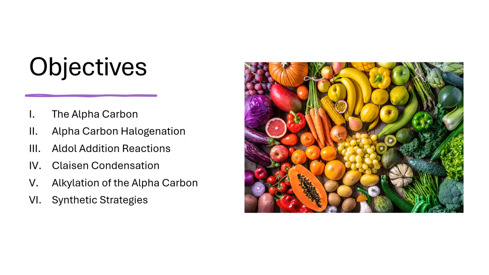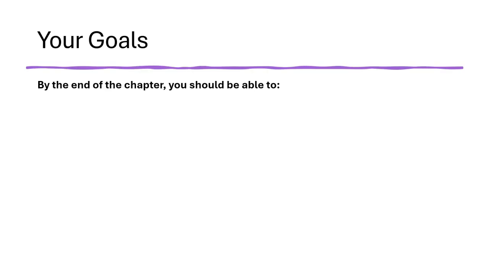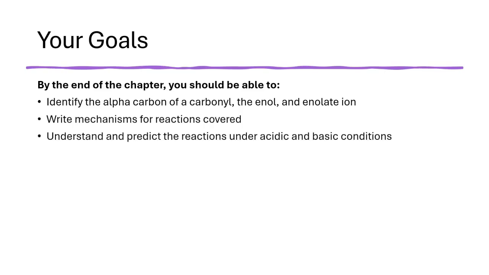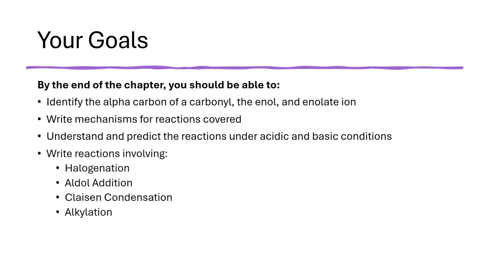Your goals. By the end of the chapter, you should be able to identify the alpha carbon of a carbonyl, the enol, and the enolate ion, write mechanisms for reactions covered, understand and predict the reactions under acidic conditions and basic conditions, write reactions involving halogenation, aldol addition, Claisen condensation, and alkylation. Predict synthetic steps.